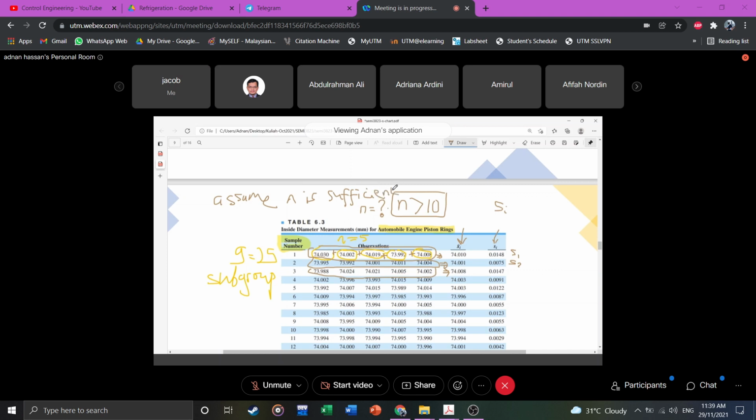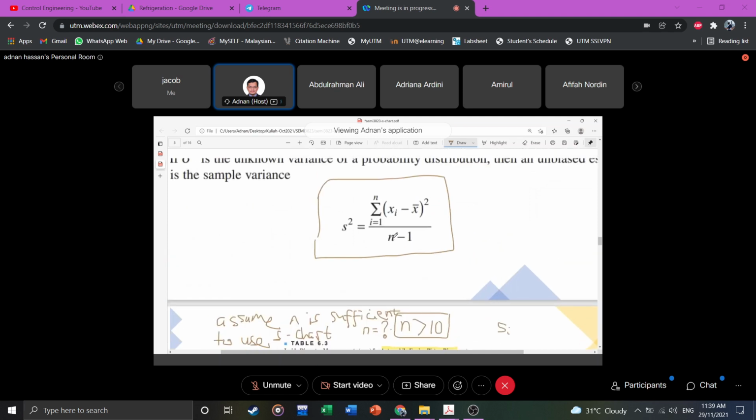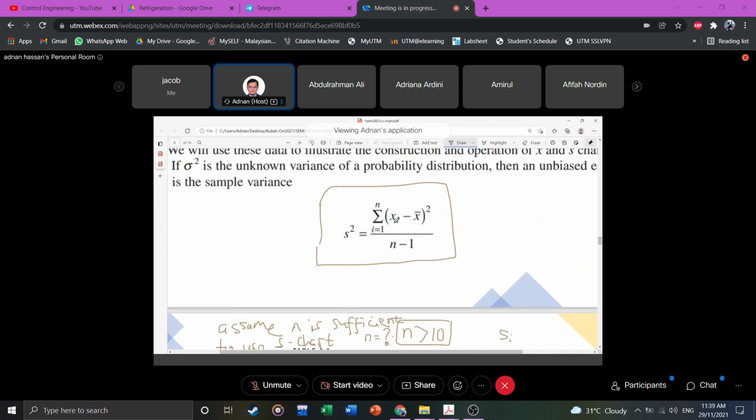Okay, sufficient to use S chart. So how to get S then? S is coming from here, which is the observed value for everyone minus X bar, squared, the summation of those, divided by n minus 1.